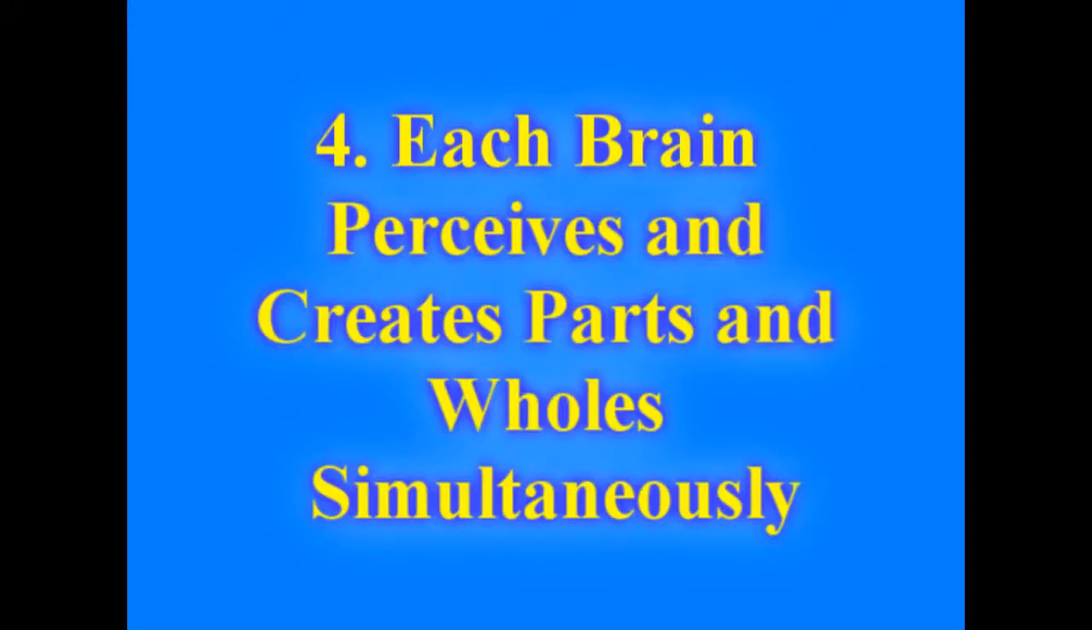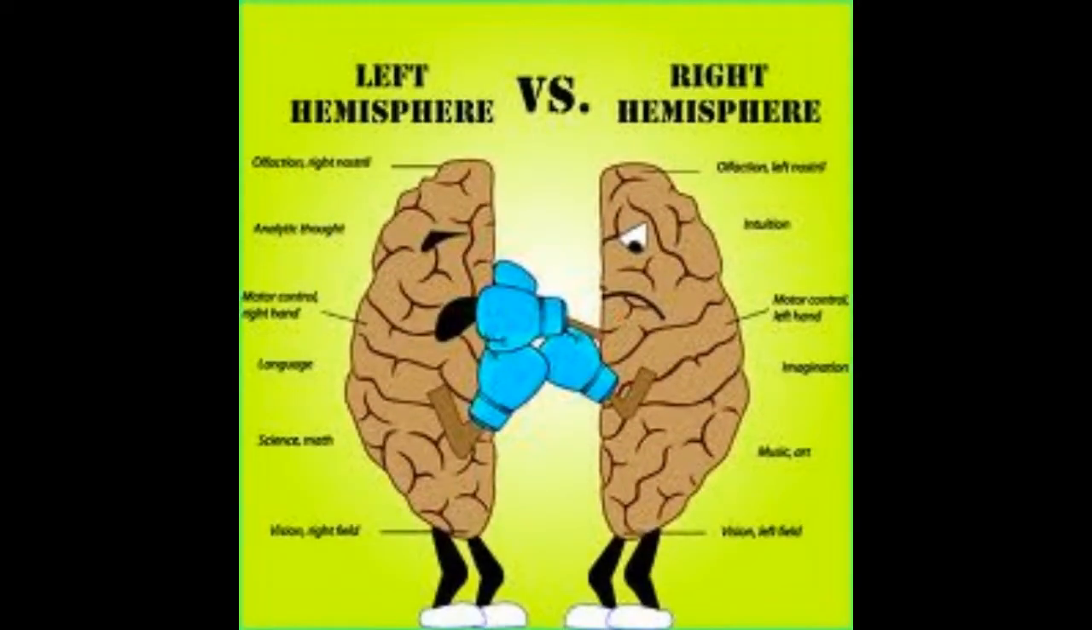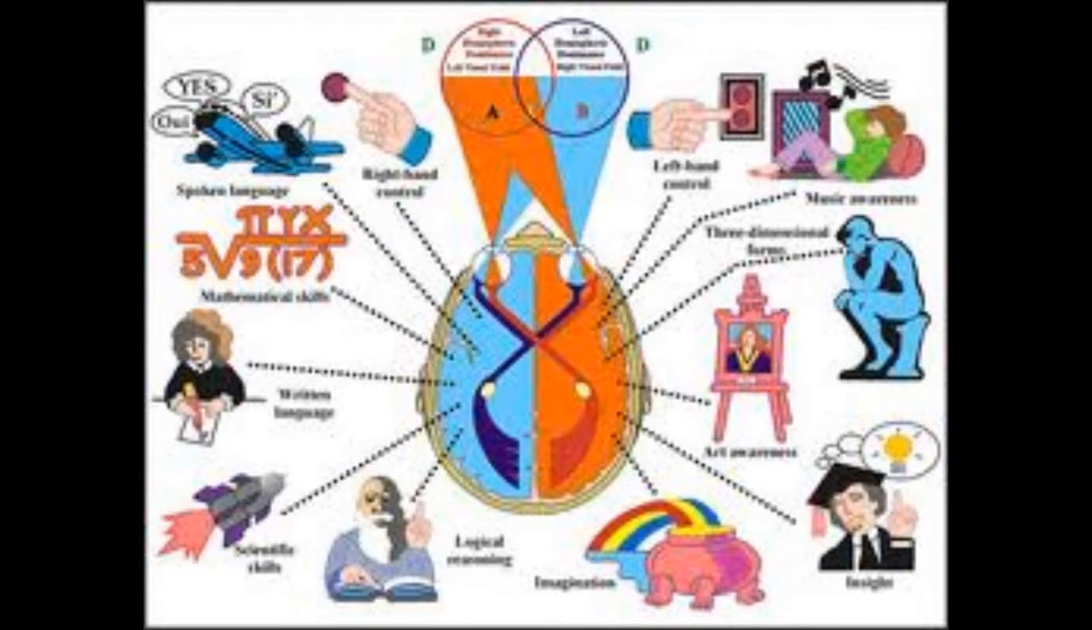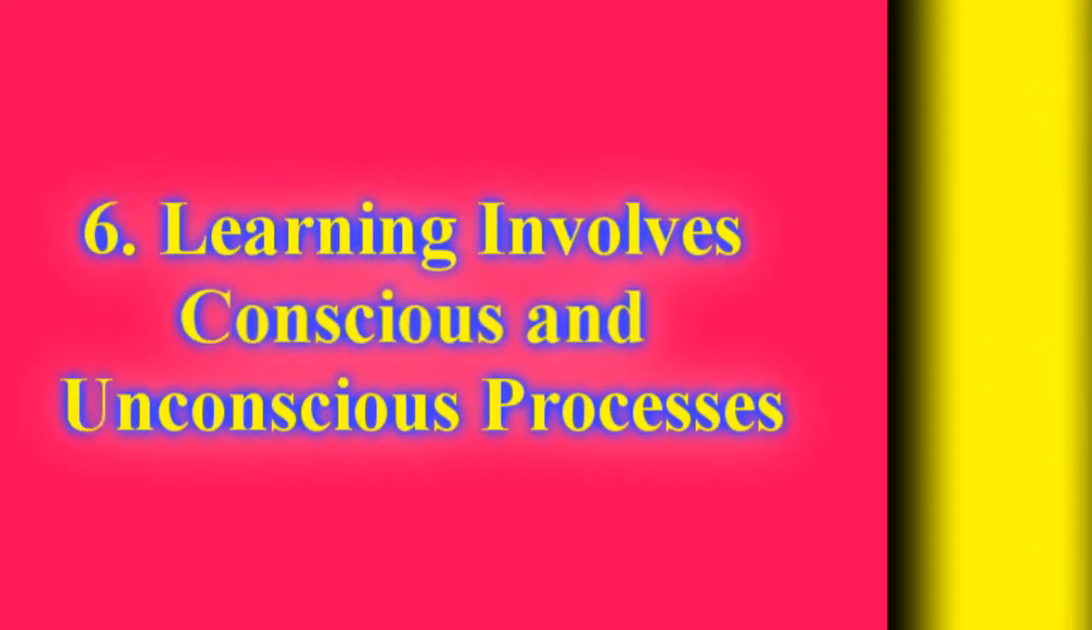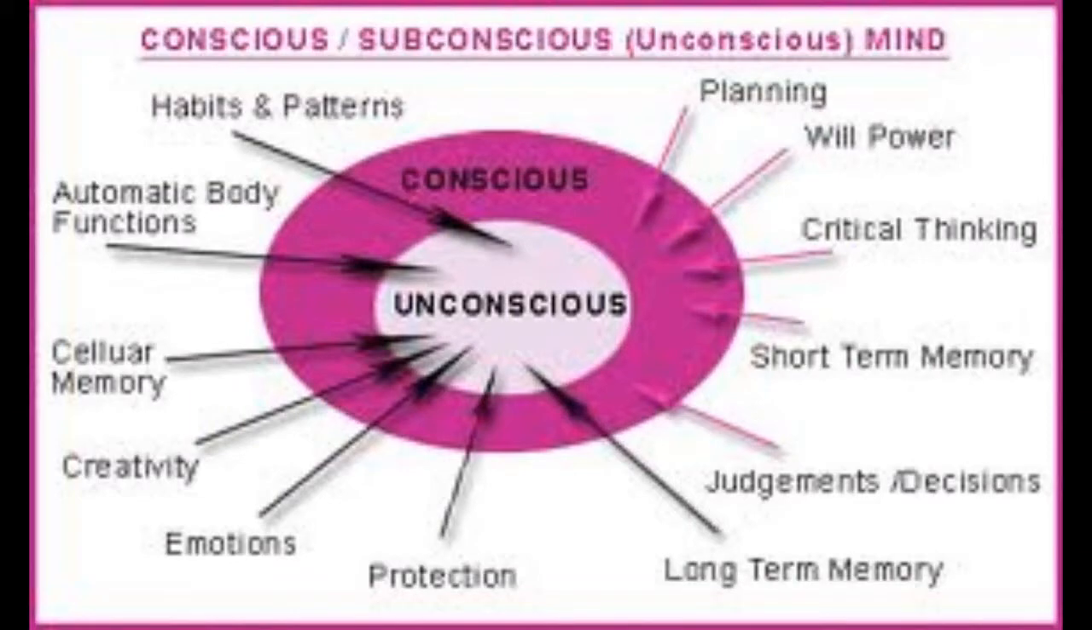Every brain simultaneously perceives and creates parts and wholes. Moreover, the two brain hemispheres reduce the information into parts and perceive holistically at the same time. Number 6. Learning always involves conscious and unconscious processes.